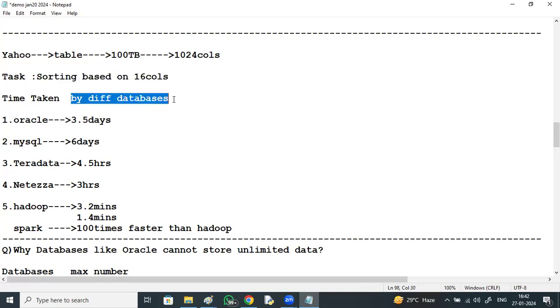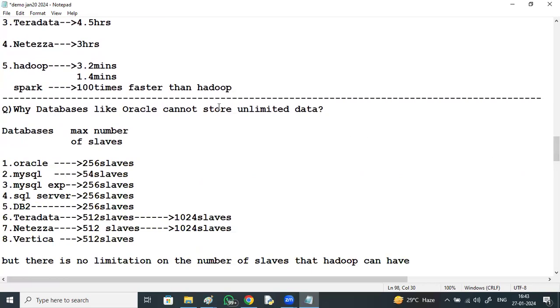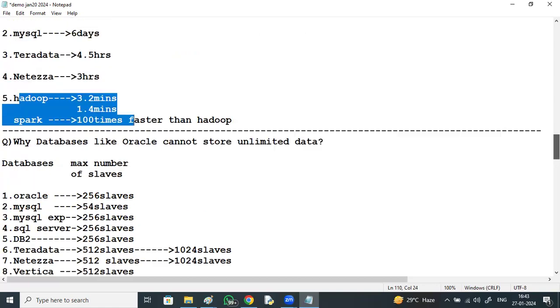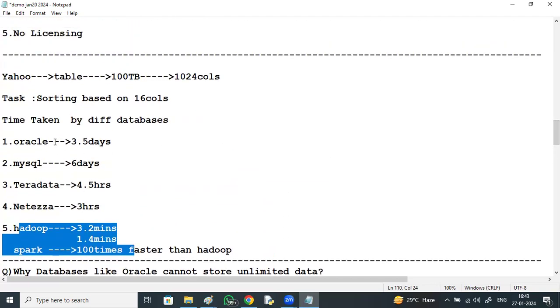Time taken by different databases: Oracle took 3.5 days, MySQL took 6 days, Teradata took 4.5 hours, Netezza 3 hours. Hadoop took 3.2 minutes, and the latest version of Hadoop took 1.4. Hadoop has very high speed as compared with the databases.